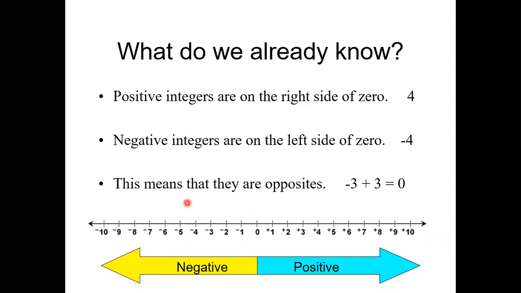This means that they are opposites. That means positive integers and negative integers are opposites. So, what is the answer for minus 3 plus 3? If they are opposites, minus 3 plus 3 is 0. And what is minus 4 plus 4? That also is 0. And minus 5 plus 5, what is the answer? That also is 0.